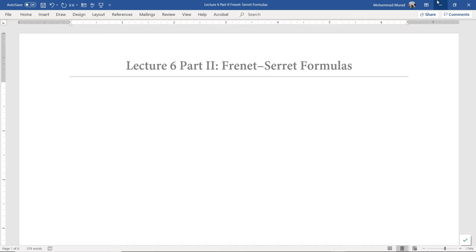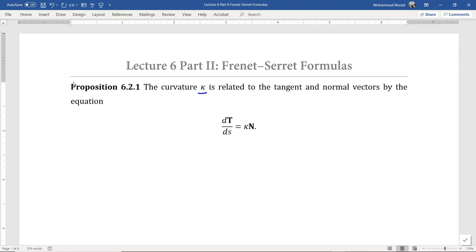Let's have a look at the first of these formulas. The curvature kappa is related to the tangent and normal vectors by the equation: the derivative of the unit tangent vector with respect to the arc length parameter equals the curvature times the unit normal. Let's have a look at the proof of this formula.